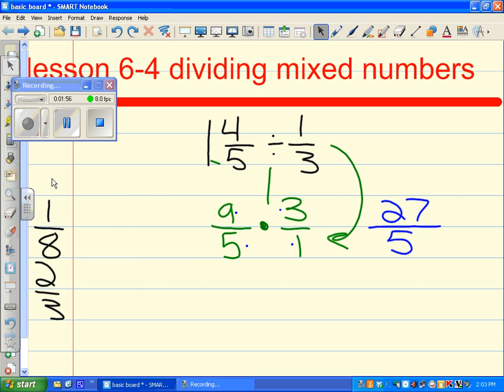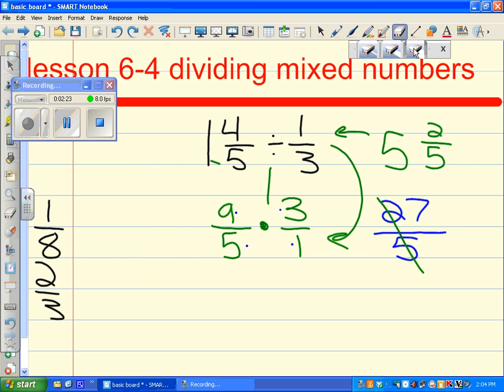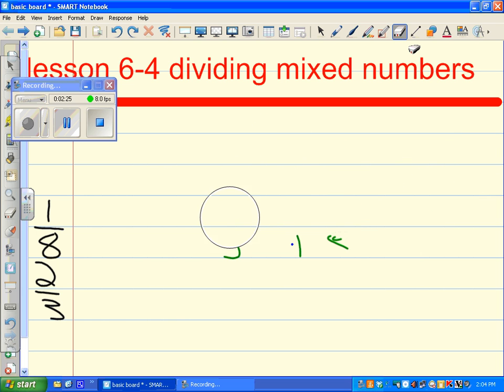Well, what's 27/5? If I take 27/5, I can get not 2 wholes, but about 5 wholes out of there. That's 25 with 2 left over. That gives me 5 and 2/5, which is not exactly my estimate of 6, but close enough to make me think that this is the correct answer. Okay, that's how it's done. Let's do a couple more.